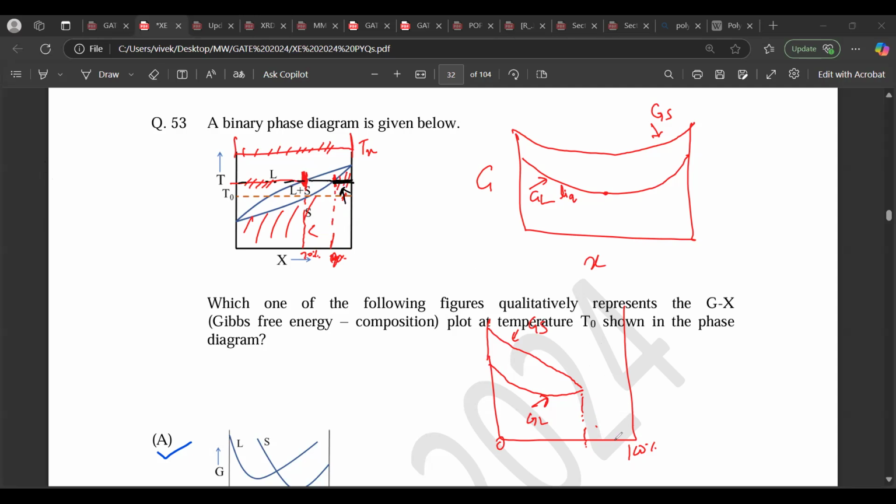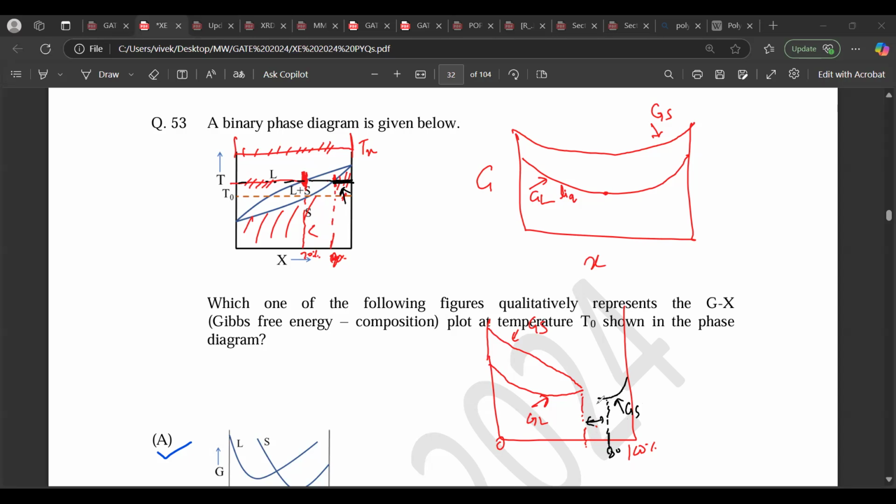That means from 80 to 100, which one is lower? The solid curve is lower. That means this is the solid curve. Okay, that's it. In between there will be a mix of liquid and solid.